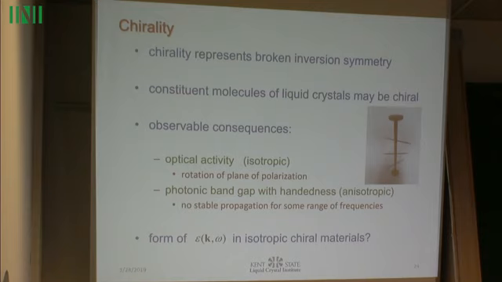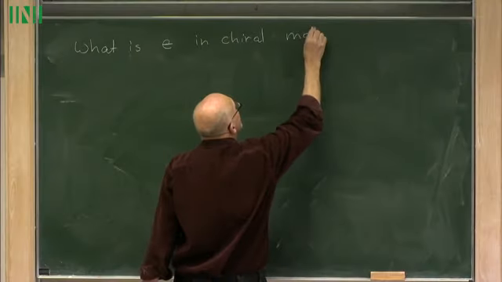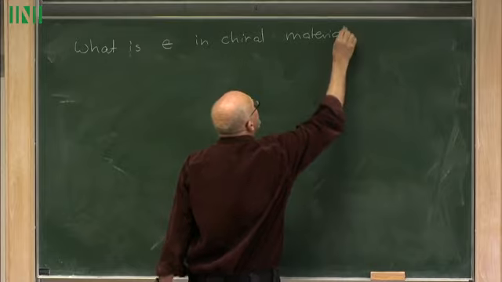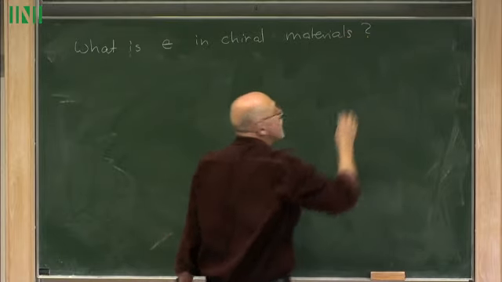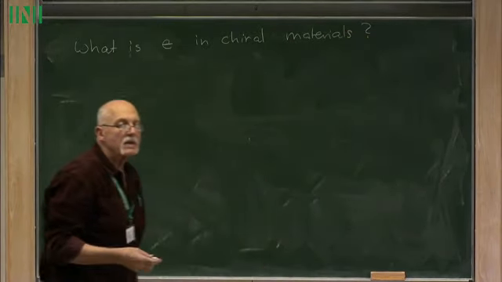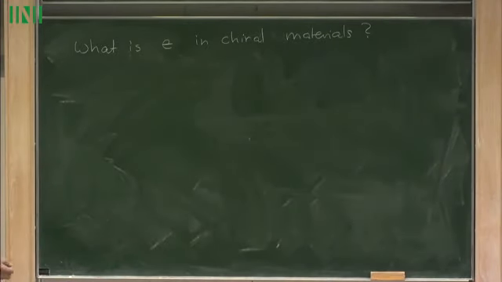So, one question to ask then, I guess, is how to describe what is epsilon in chiral materials. Obviously, this is key to describing light propagation in chiral media.